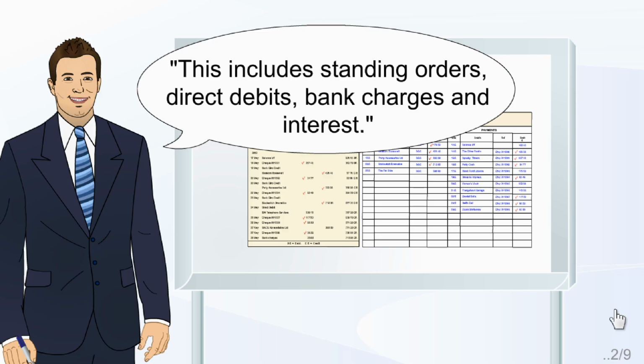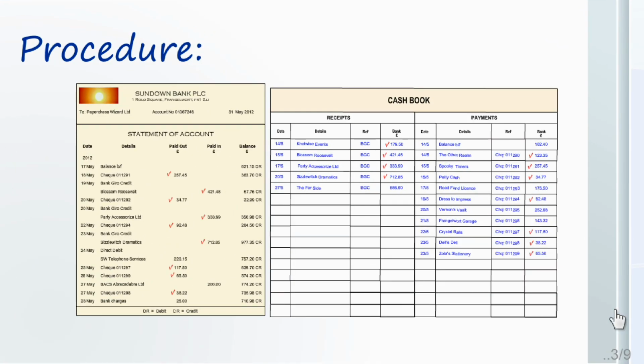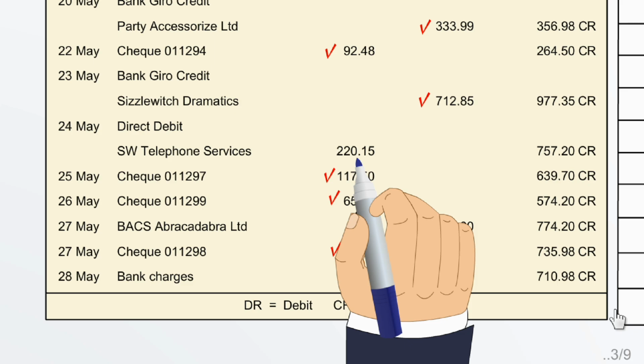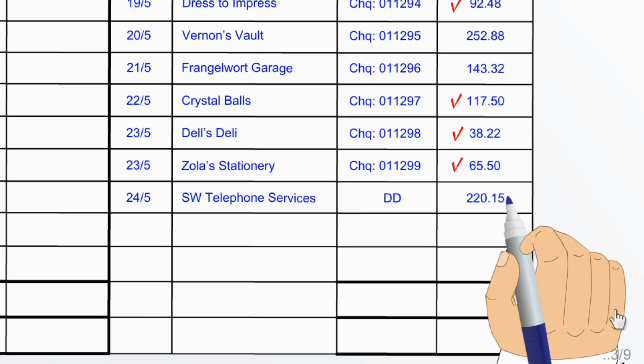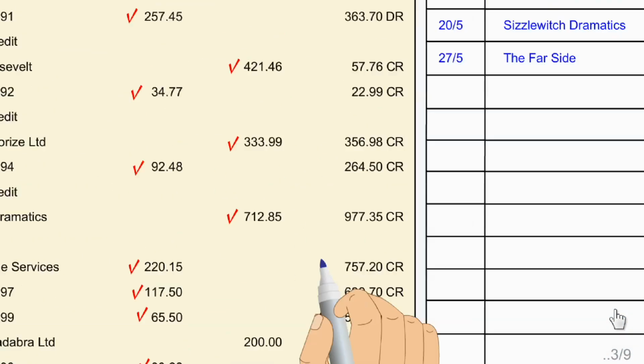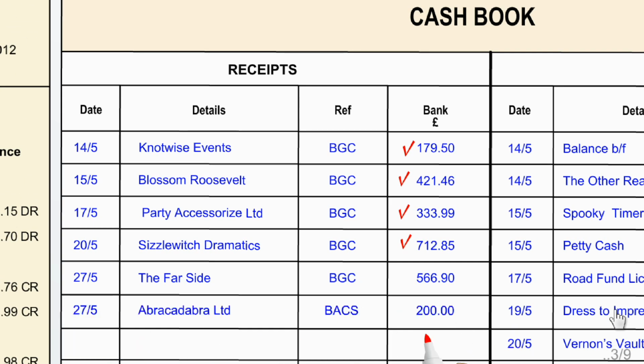We don't record them in the cash book until the bank statement arrives, as we won't be certain about the details, dates and amounts until we actually see them on the statement. So we need to find all the items on the bank statement that we didn't tick off. For each one, we need to write it up in the cash book. The first item relates to a direct debit payment to SW Telephone Services for £220.15, so this is the first entry to record in the cash book. Once all the unticked items on the statement have been written up, the cash book should be complete.